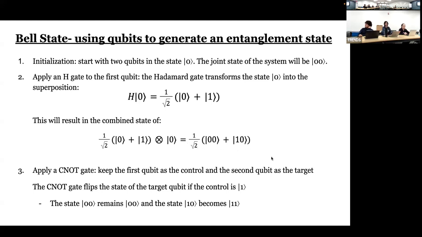And then you apply a CNOT gate. This keeps the first qubit as the control and the second qubit as the target. So the CNOT gate flips the state of the target qubit if the control is 1. So for the state 0, the second one remains 0, and for the state 1, it flips the target, so the 0 becomes 1. And this creates entanglement.